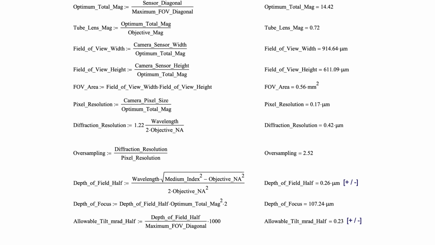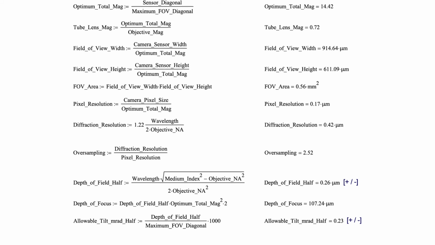And then the last element that we calculate is if we take the field of view and tilt it. Normally we want the field of view to be exactly perpendicular to the optical axis, but if we tilt it, and inevitably it's not going to be perfect, there is a certain tilt where the corners of the field of view will begin to leave the depth of field and begin to lose resolution. In this case, we've calculated that as being plus or minus 0.23 milliradians, or plus or minus 230 microradians. So that gives us a very good sense of how much tilt is allowed if we're going to have critical high resolution imaging across the entire field.